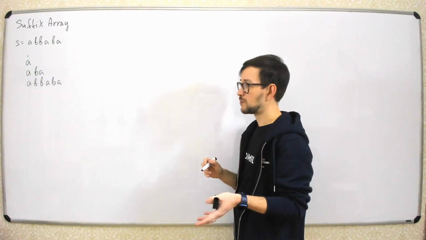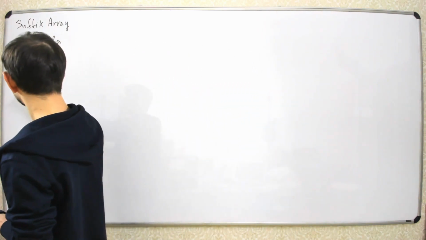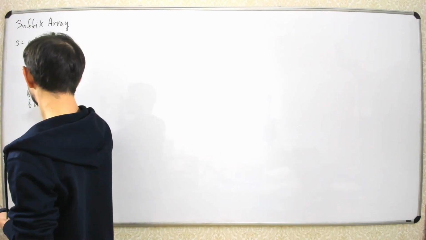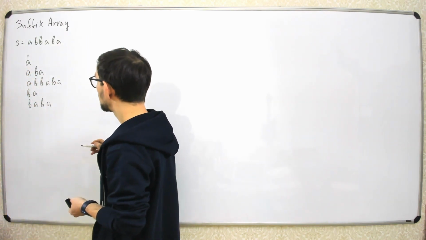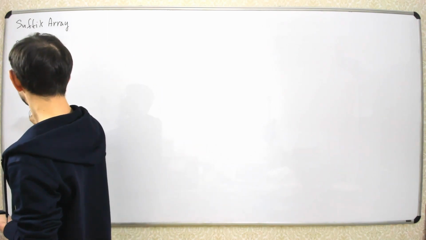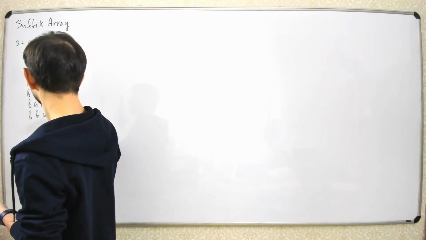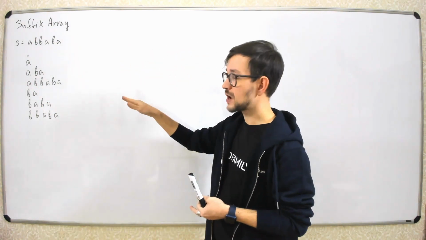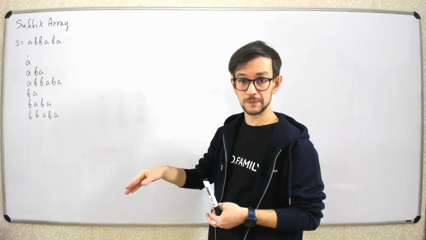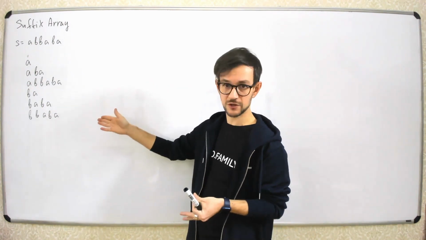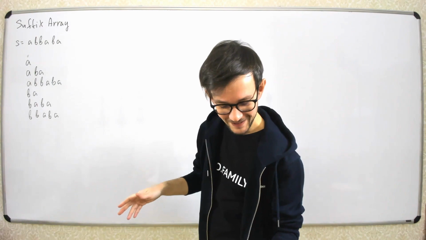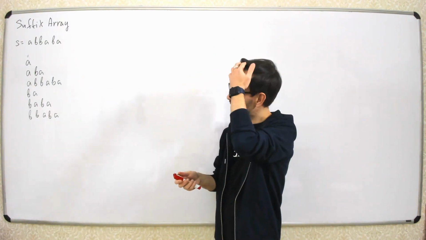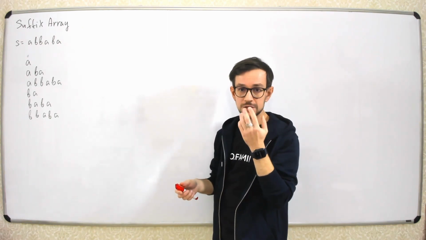Then we get suffixes starting from B. So we have BA. Then we have BABA, not very interesting. And then we have this suffix, so we have BBABA. So these are all the suffixes of this string S in lexicographical order. That's all. This is the suffix array. This is what we want to build today.